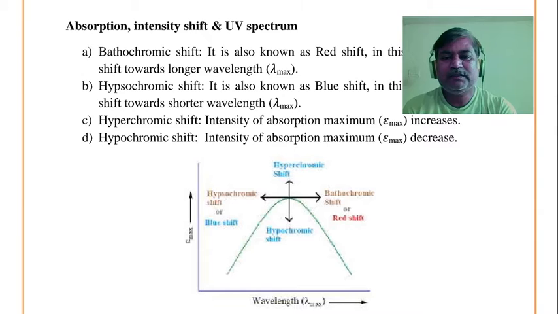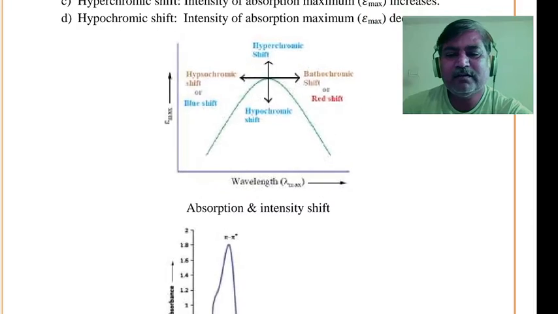According to this, there are two types of shift. One is the bathochromic shift, red shift. In this shift, the maximum, that is the particular lambda max value, is shifted towards longer wavelength. It is also called the red shift. And whenever the lambda max value is shifted towards shorter wavelength, then it is called hypsochromic shift or blue shift. Okay, now it is clear.